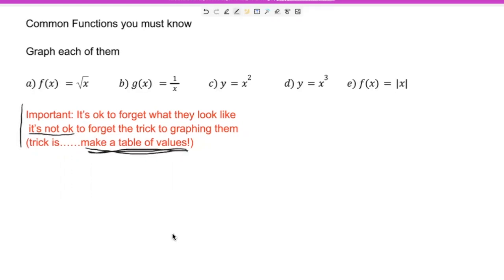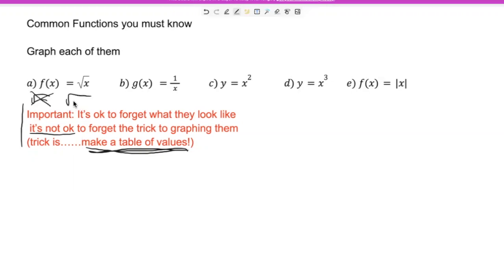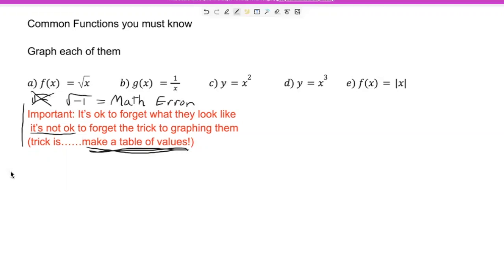You have to know that it's possible to graph anything you like using a table of values. And that's where I'm going to start. The square root function. You see, there's no such thing as the square root of a negative number. Forget that. It's not going to work. You could try with your calculator, square root of -1. Your calculator will tell you a math error. So it doesn't work. So forget about using negative values of x.